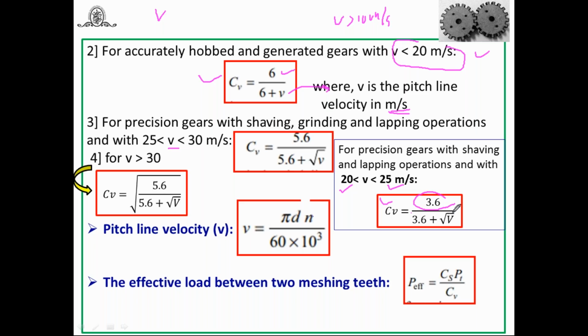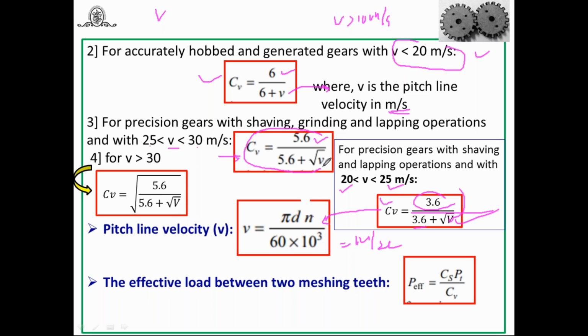Now, when velocity is greater than 25, you have to use this relation, which I am going to state here. When velocity is greater than 25 and less than 30, you have to use 5.6 upon 5.6 plus root V.